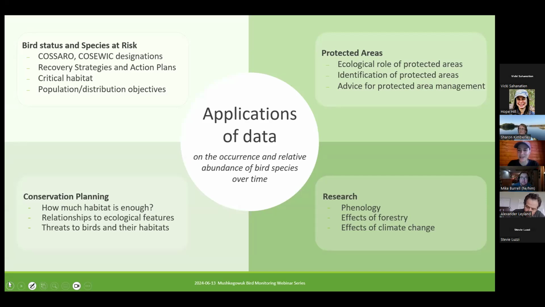Obviously, lots and lots of data being collected. This slide pertains to the atlas, but it's relevant for all bird data that we're collecting over long periods of time. For the atlas, what can we do with data on the occurrence and relative abundance of bird species over time, right? Because we're on our third atlas now. Mike touched on this a little bit: species at risk designations, recovery strategies, and determining critical habitat to protect that. But we can also look at the role of protected areas, identifying potential future protected areas, what their role is, and giving advice for their management.